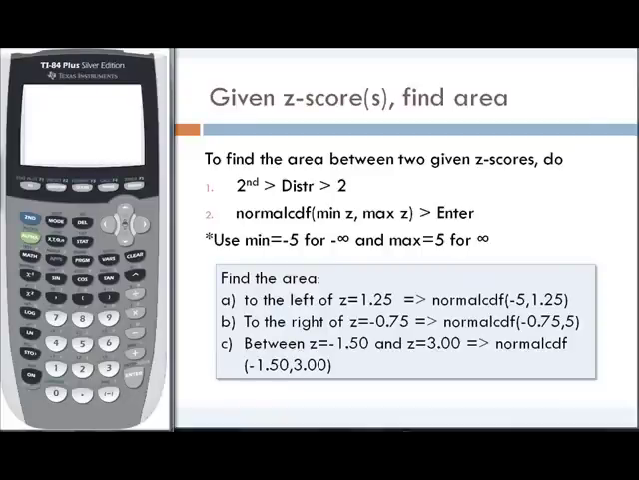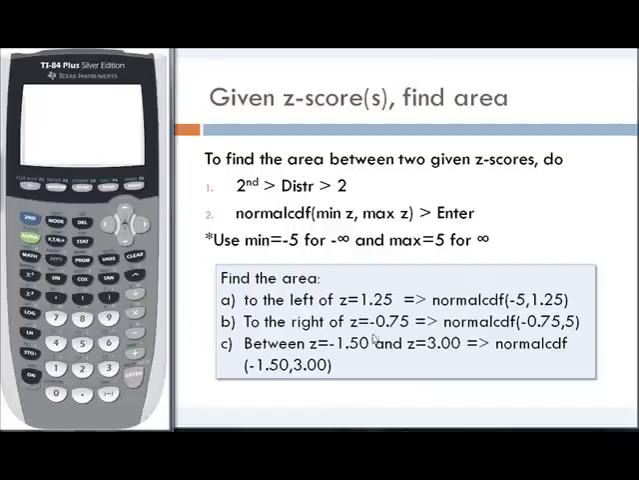We're going to talk about how to do two things on our calculator today. The first is if we're given a z-score, we're going to be able to find the area to the left of that z-score or the area to the right of that z-score, or if we're given two z-scores, the area that's between those two z-scores. The second thing we're going to talk about today is that if we're given area, either to the left or to the right, we will be able to find the corresponding z-score.